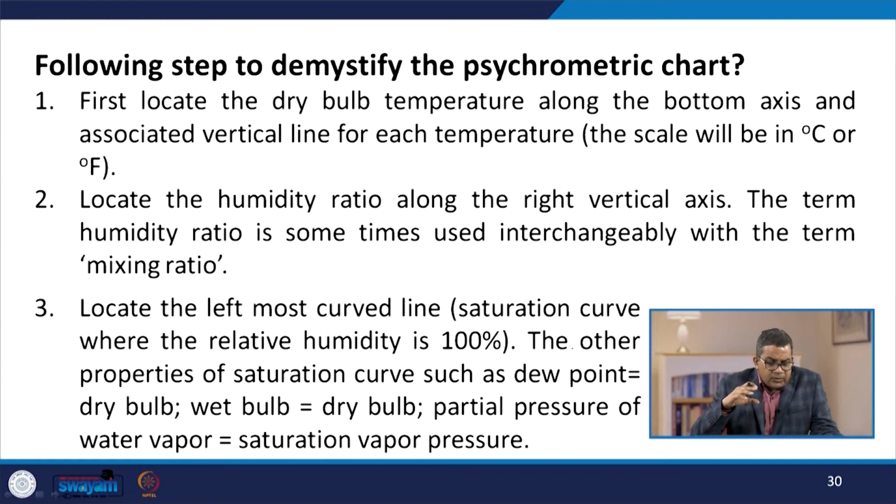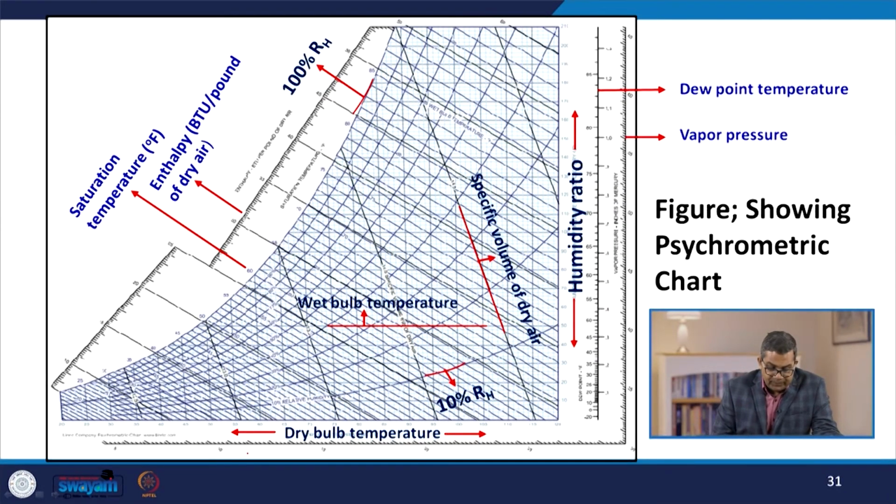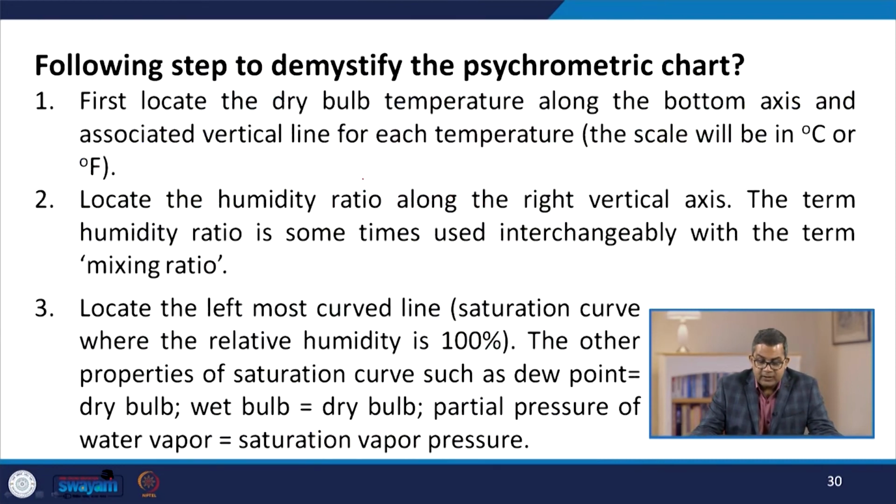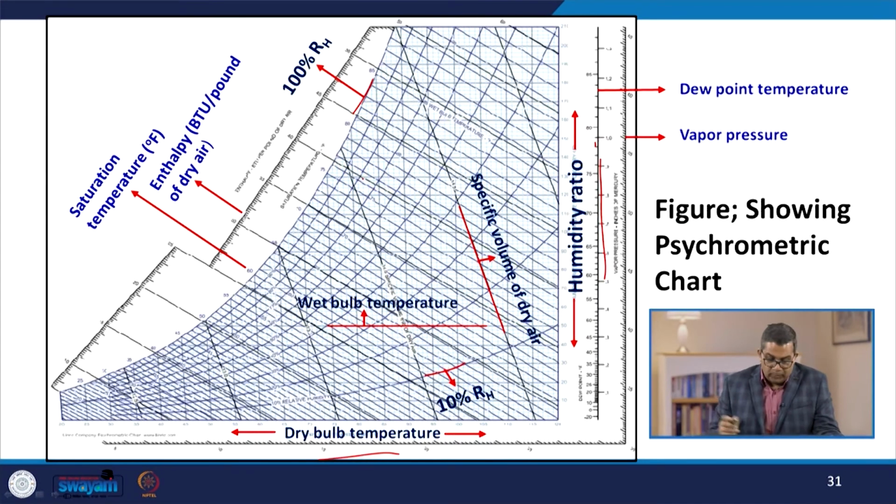Now, you need to take various steps for finding the various values in the psychrometric chart. First, locate the dry bulb temperature along the bottom axis. Here we have represented this with respect to the dry bulb temperature, and here is the humidity ratio. Apart from this, there are various curves like wet bulb temperature, etc. So, first you need to locate the dry bulb temperature along the bottom axis.